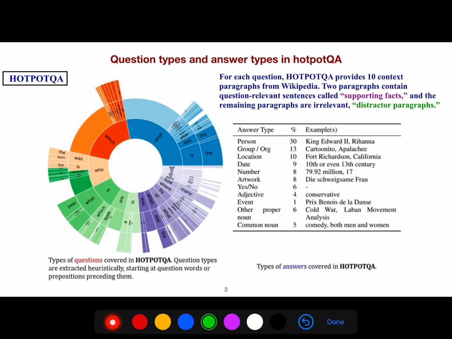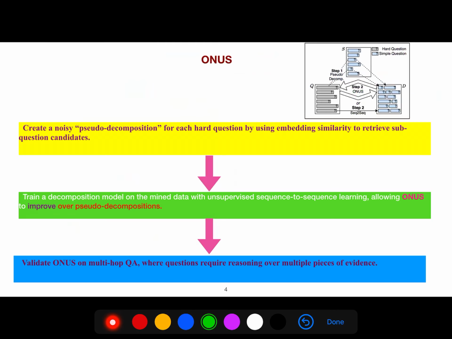And this is the overview of HotpotQA. For each question, HotpotQA provides 10 context paragraphs from Wikipedia. Two paragraphs contain question-relevant sentences called supporting facts, and the remaining paragraphs are irrelevant. They are distractor paragraphs. They are not related to the original question.